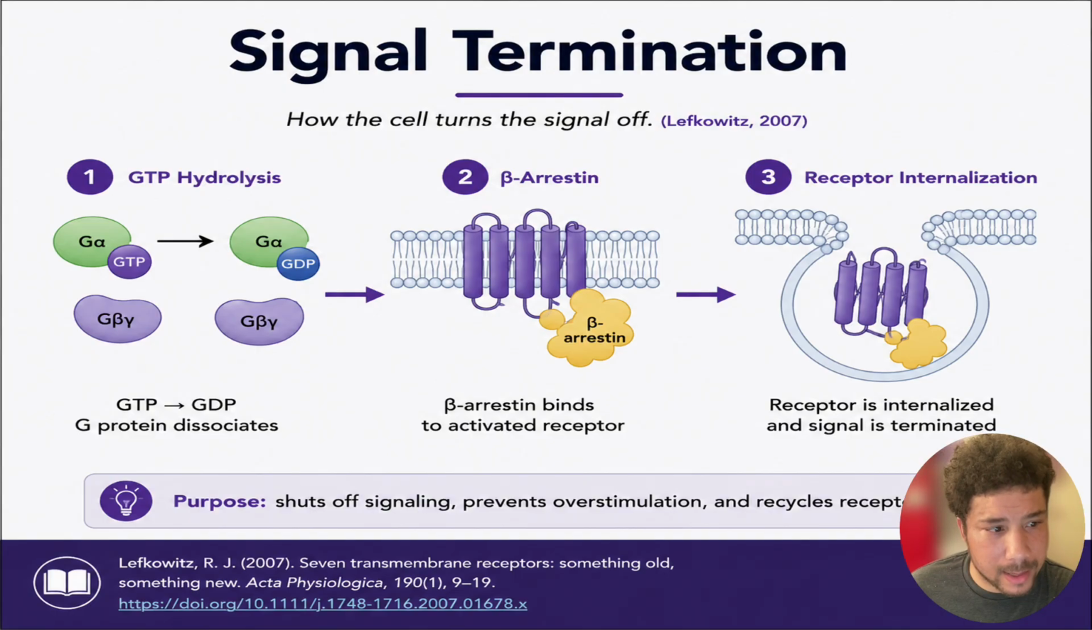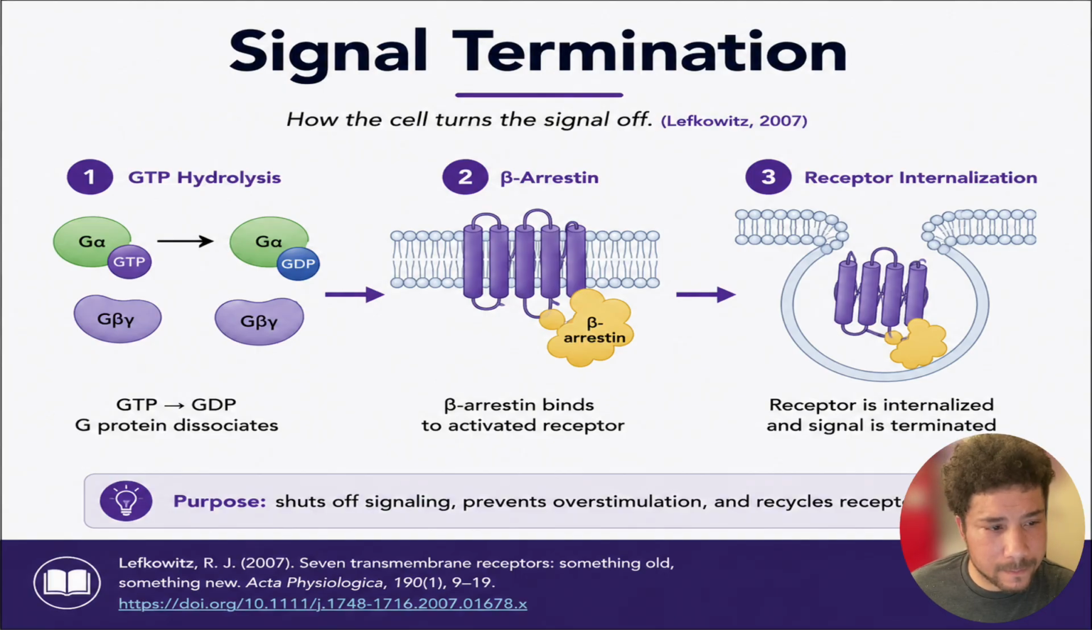After receptors have been active, GPCR kinases can phosphorylate sites on its intracellular region, and then beta arrestin binds to the phosphorylated receptor, and the beta arrestin physically interferes with further coupling between the receptor and the G protein. This process is called desensitization because the receptor becomes less responsive even if the ligand is still present.